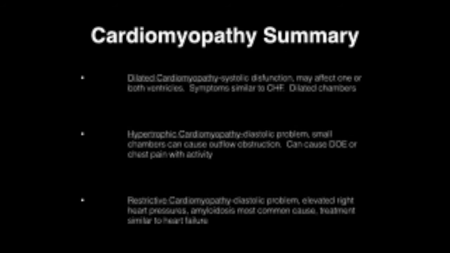But the thing to remember, hypertrophic cardiomyopathy has a systolic murmur associated with it. It can present as dyspnea on exertion and chest pain with activity. Remember, this is the one where we have the thickened interventricular septum, sort of causing outflow obstruction. Restrictive cardiomyopathy is a diastolic problem, small chambers, with elevated right heart pressures. Amyloidosis is the most common cause, and treatment is similar to heart failure. Only in this one, we're going to focus on decreasing systemic vascular resistance.